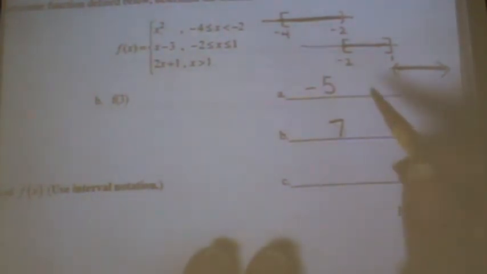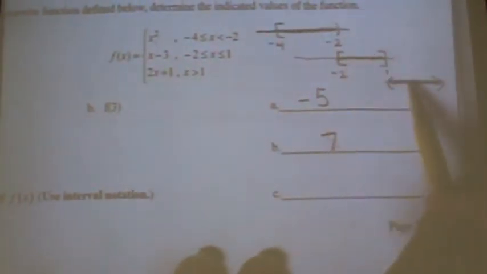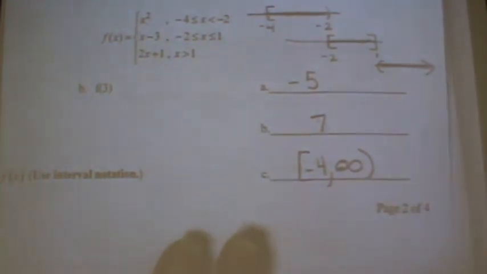Now, the domain of this problem is the combination of all these x values. The smallest x value is -4, and it continues on through to infinity. That's how you would write the domain in interval notation.